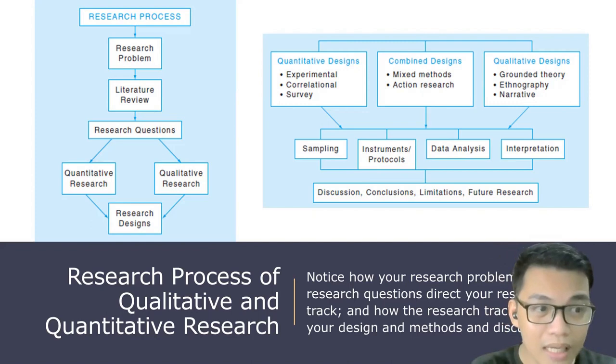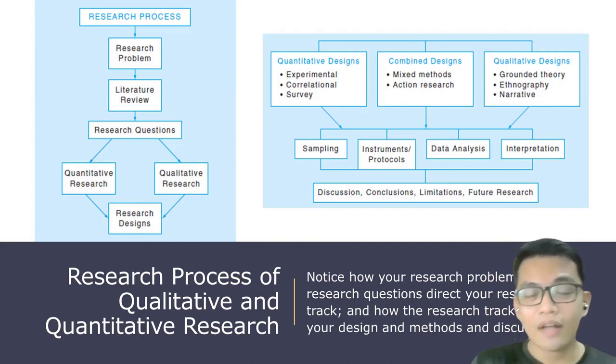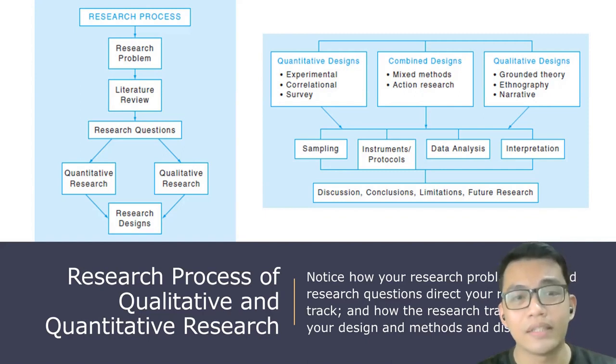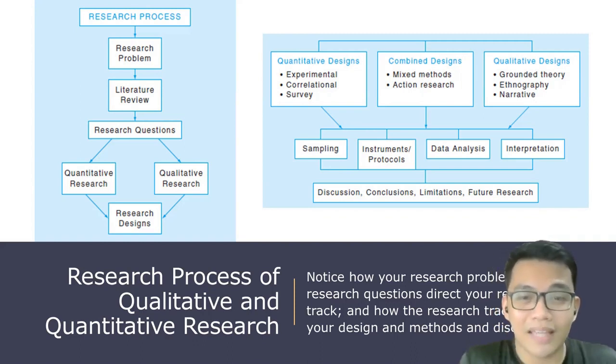So when we identify whether it's quantitative or qualitative, it's easier then to identify what kind of research design we are going to employ in our research. In this particular part, I don't know if you can see the cursor, but I'm pointing at the box on the side: the quantitative design, the combined designs, and the qualitative design. So let me go over these designs very quickly.